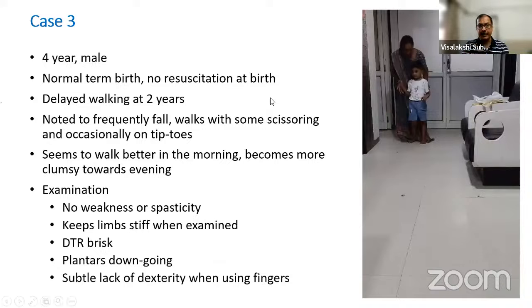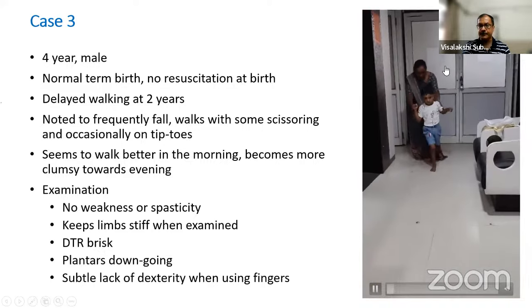It's a 4-year-old male, born at term, no resuscitation at birth, slightly delayed walking, noted to fall frequently. Again, he walks with some scissoring and occasionally on tiptoes, and seems to walk better in the morning, becoming more clumsy towards the evening. On examination, there is no significant weakness or spasticity, but if you touch his limbs, only then he becomes a little bit stiff. His reflexes are brisk, his plantars are downgoing, and there's a subtle lack of dexterity when using his fingers.